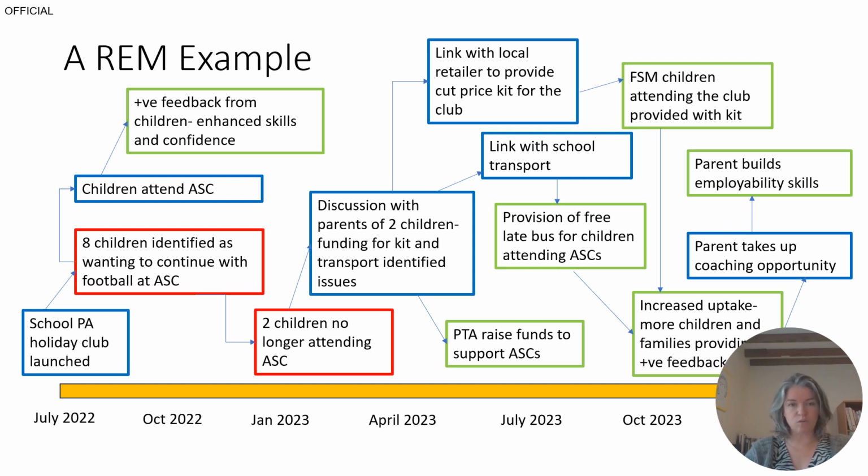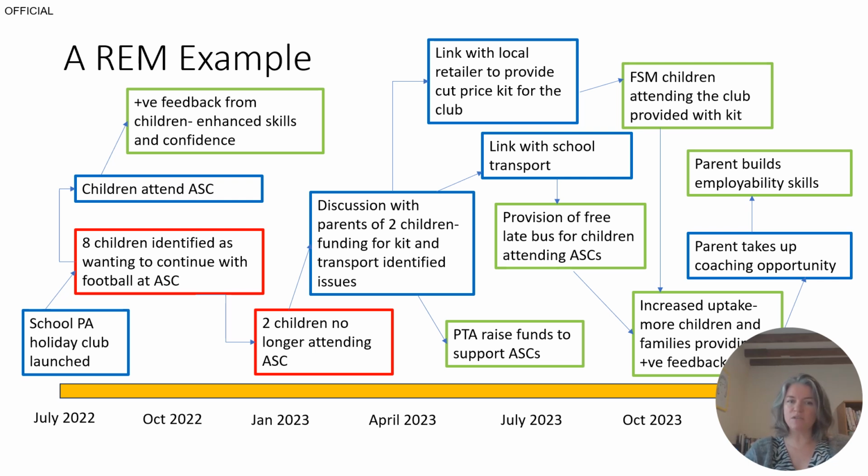So they set up the after school club, and then you have that additional output that you have children attending that club. And then the green outcome impact that you see there under the title is that you're getting positive feedback from the children in terms of their enhanced skills and confidence around football. Over time, over a number of months, a couple of children drop off and they're no longer attending. So the people running the club are thinking, okay, what's going on here? We've got this challenge here, 2 children are no longer attending.